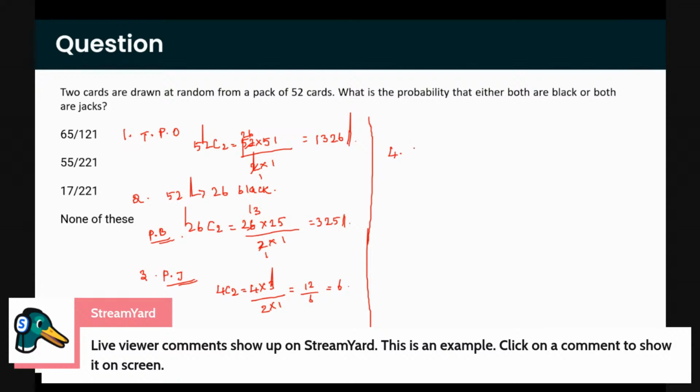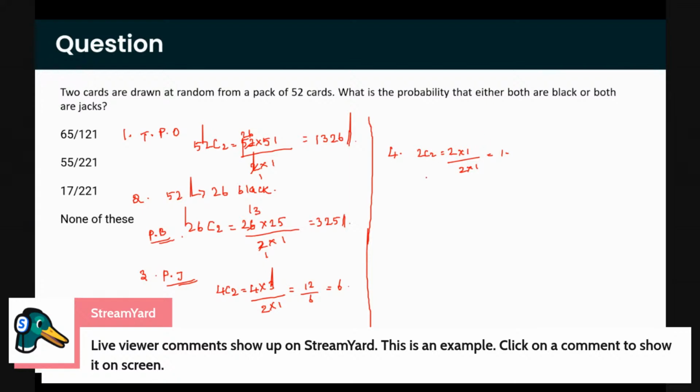So the number of ways to draw 2 black jacks from these 2 is 2C2, which can be written as 2 into 1 by 2 into 1, which is equal to 1. Got it? So in a deck which consists of 52 cards, 26 are black and 26 are red. In those overall 52, there are 4 jacks, and there will be 4 kings, 4 queens, like that. So there are 4 jacks. In those 4, there are 2 black jacks available in the deck.